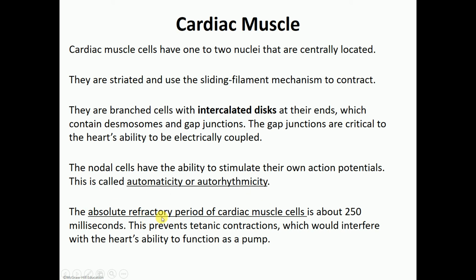If you remember the absolute refractory period, in the skeletal muscle it wasn't really that much, but in the cardiac muscles it is a lot longer. And that is in order to protect the muscles from tetanic contractions. So remember we said that tetanic contractions can happen in skeletal muscles, but the cardiac muscle cells are protected from that because of the long absolute refractory period.